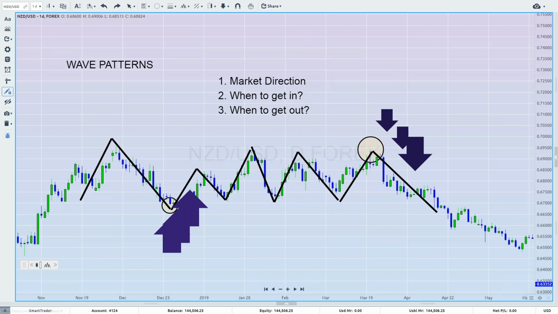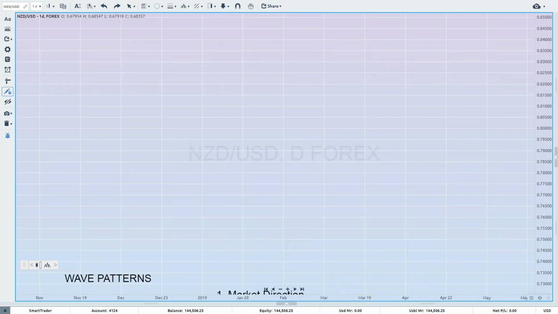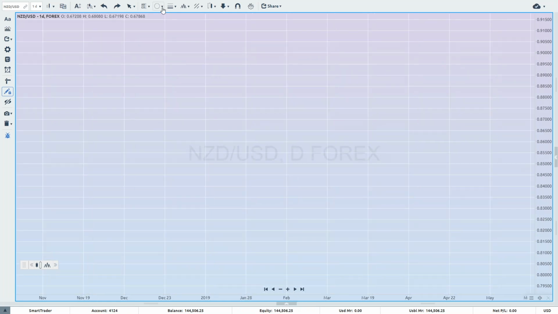And we're going to apply this to live charts, and then we're going to see how our coaches and mentors work with our students and do this. So watch how this works.